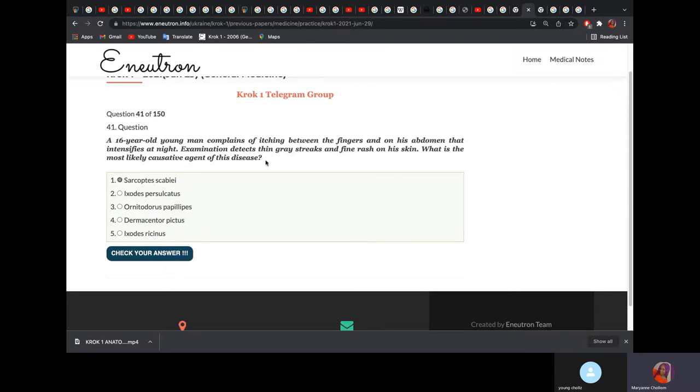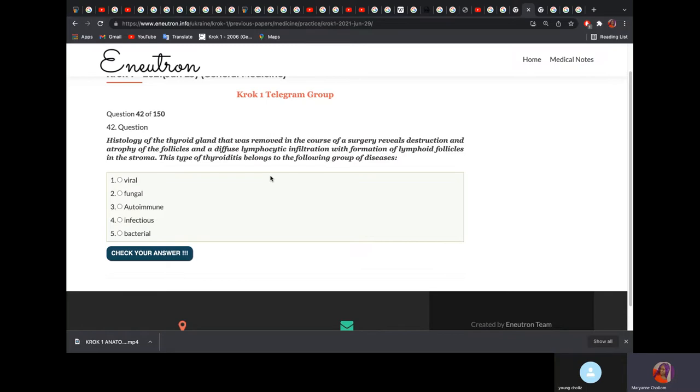So it will be Sarcoptes scabiei, because we know that it itches in between the fingers and abdomen. There's a characteristic pattern of the rash, a particular location of the rash, and these are some of the common locations. And when you see thin gray streaks and fine rash on the skin, yes, it's Sarcoptes scabiei.